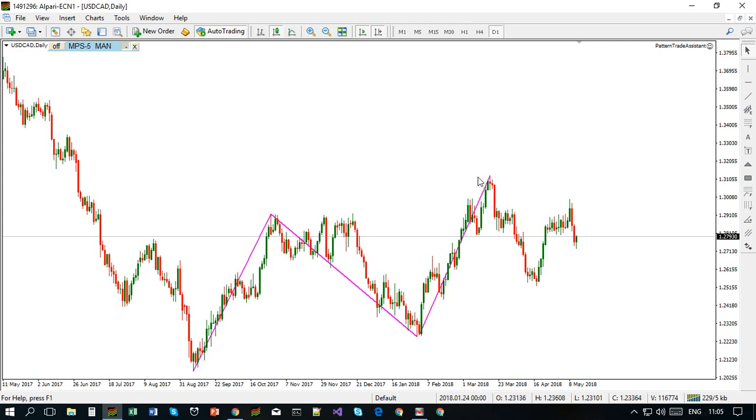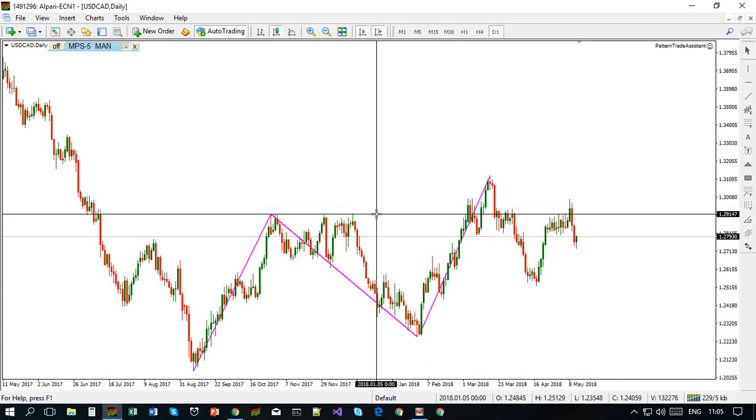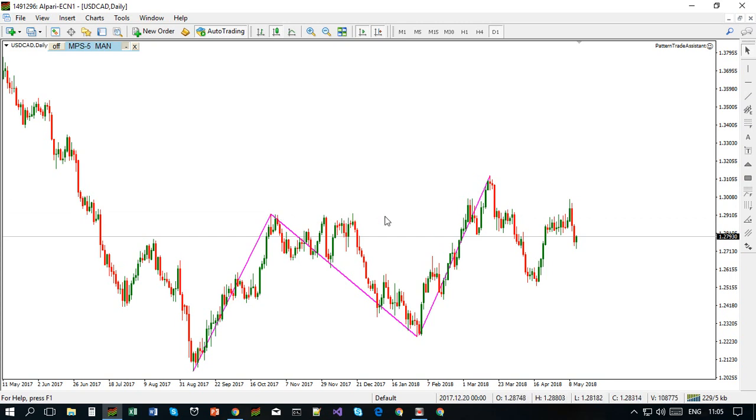Obviously, no doubt, we have some impulsive movement here. What is an impulsive movement? It is a movement that violates previous highs, in case it is an upside movement. So criteria 1 is met. We have an impulse movement.